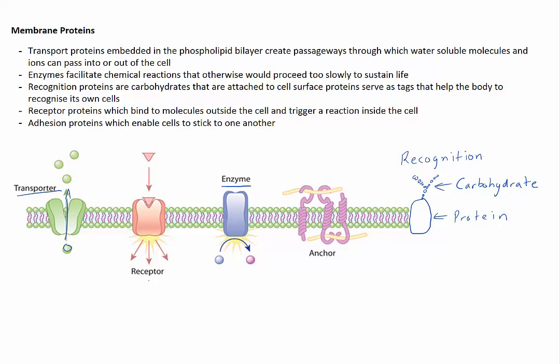Receptor proteins, which bind to molecules outside the cell, trigger reactions inside the cell. So receptor proteins bind hormones and other substances that cause changes to the cell's activities. Different types of cells have different receptor proteins, enabling them to respond to only certain signals and to carry out specific functions. And adhesion or anchor proteins enable cells to stick to one another.